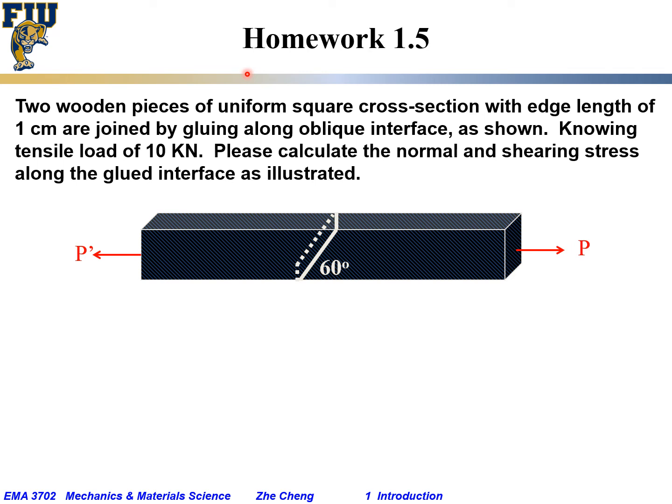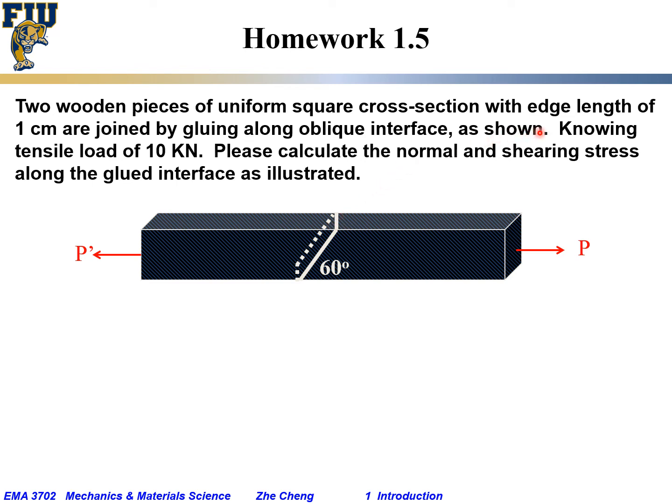Homework 1.5. Again, it's very similar to our class examples. Two wooden pieces of uniform square cross section. So the cross section on this side or on the other side would be square with edge length of 1 centimeter. So from here to here is 1 centimeter, from here to here is 1 centimeter, from here to here is also 1 centimeter. Joined by gluing along an oblique interface, not 90-degree, but at a 60-degree flat interface, as shown.